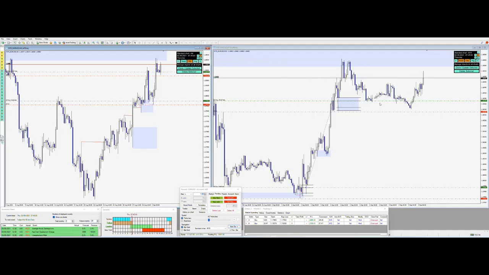Now, we haven't got the best entry, right, because it's quite a wide entry. But if I was looking at this now and if I wasn't already in it, what I like about this is we've pulled back, we've mitigated this POI, and now we've essentially broken this internal structure to the upside. Coming to the London session, I'll probably be looking at setting an order on this low, but obviously we're already in a trade that we haven't removed any risk from, so I'll be leaving that there. Let's play this forward a little bit and see how this develops.